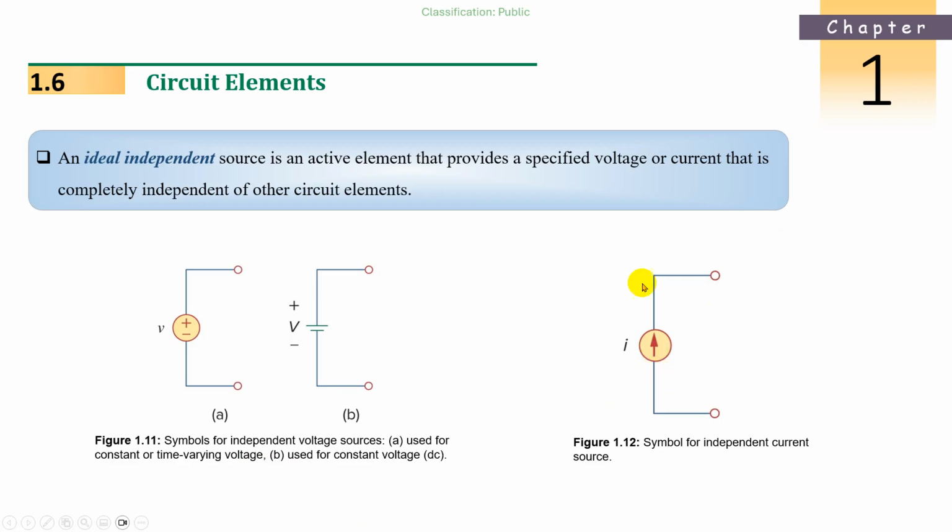There's only direction: from left to right, right to left, upward or downward. This is upward, from down to upward. So the direction of the current will be there, and the circle is necessary. For AC, we have a circle with a sinusoid inside; for DC, plus minus. If we have only plus minus with the big and small line, it is purely DC. So this is how we denote the independent ideal voltage source. Independent voltage source also we can say. So this is the example.